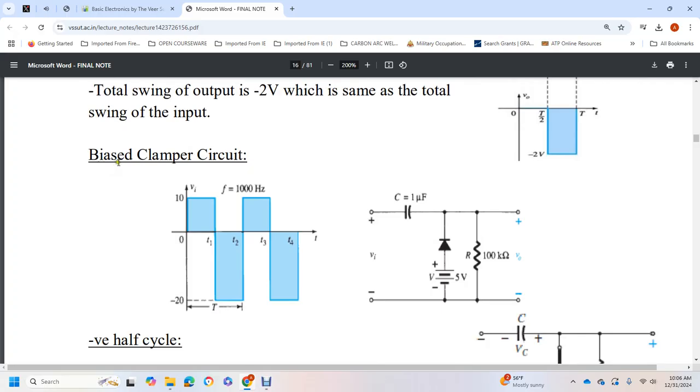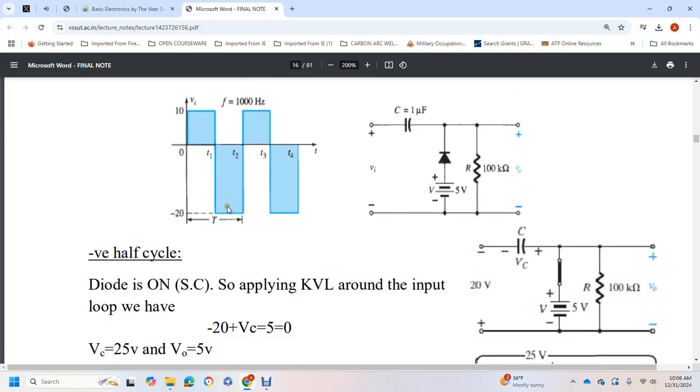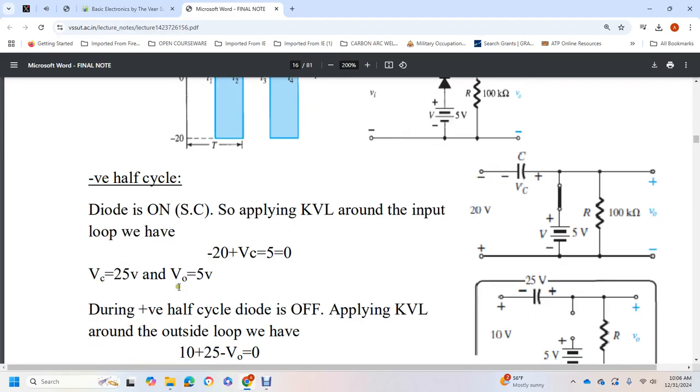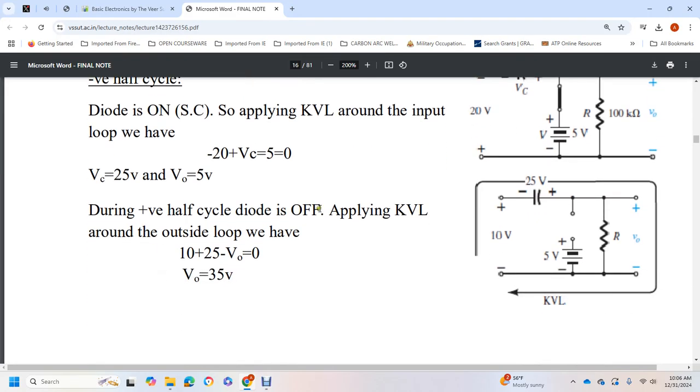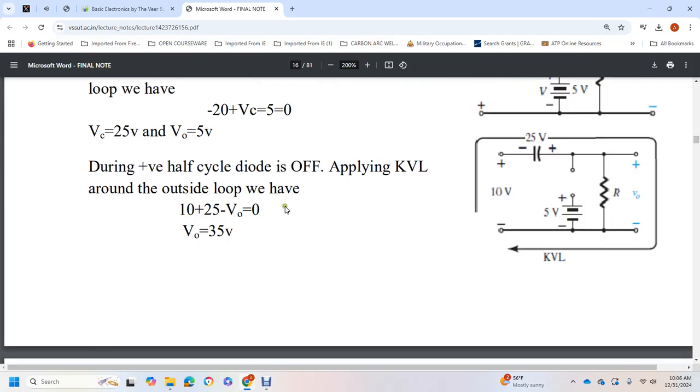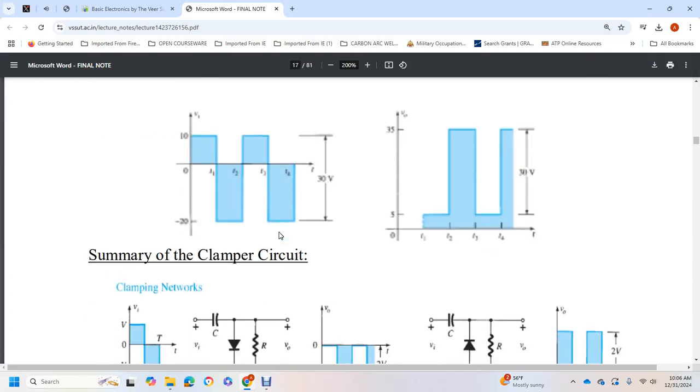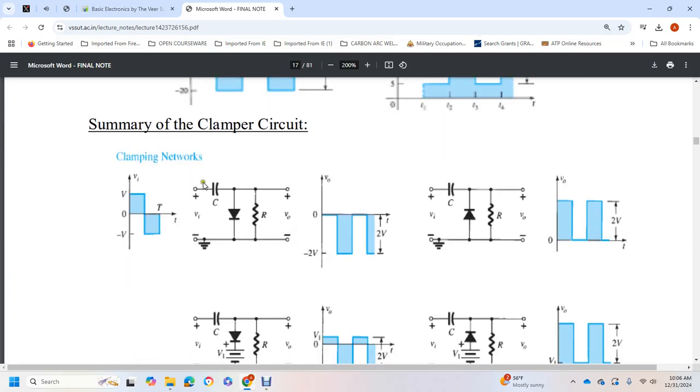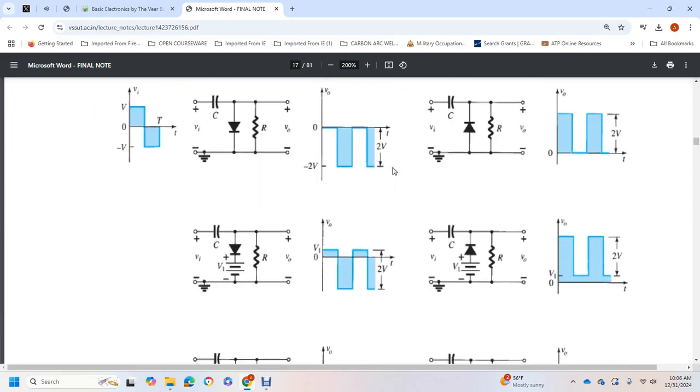Now a biased clamp circuit. During the positive half cycle, the diode is on, and we apply KVL around the input loop. During the negative half cycle, the diode is off. Apply KVL around the outside of the loop. We have the output voltage. Summary of the clamper circuits: we have a clamping network.